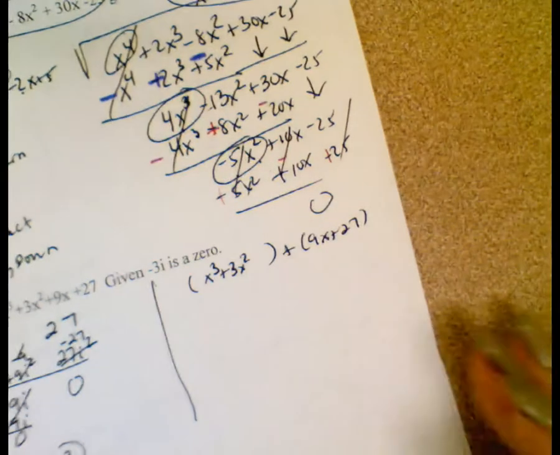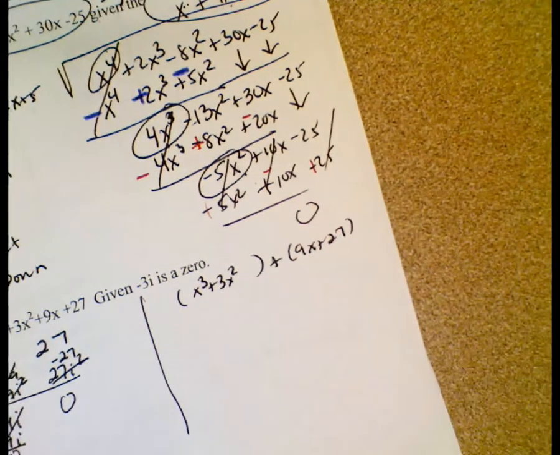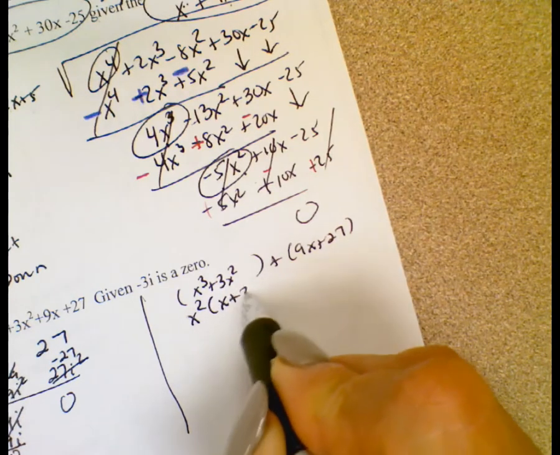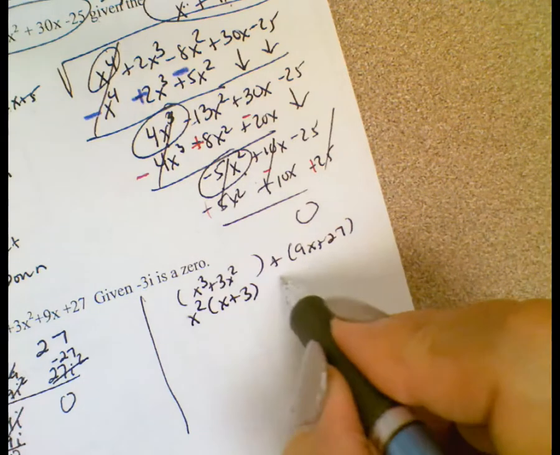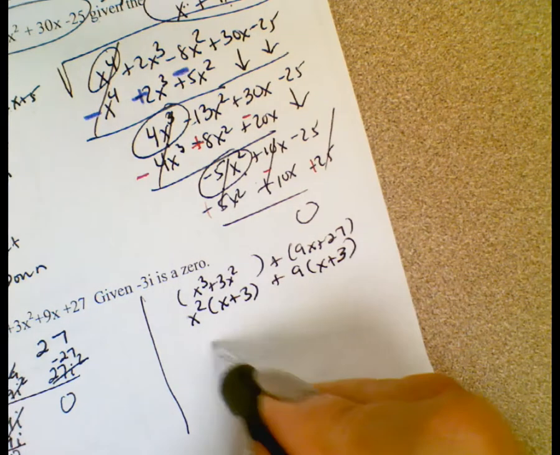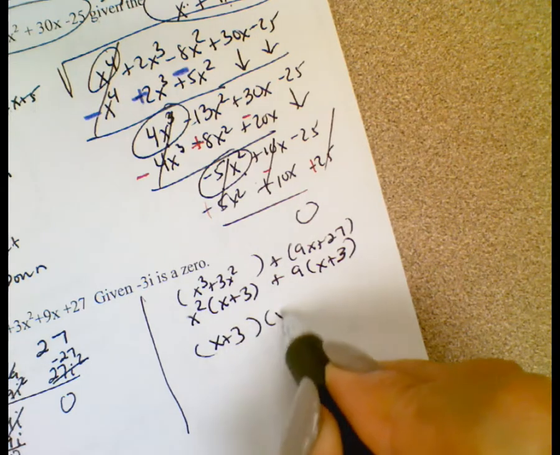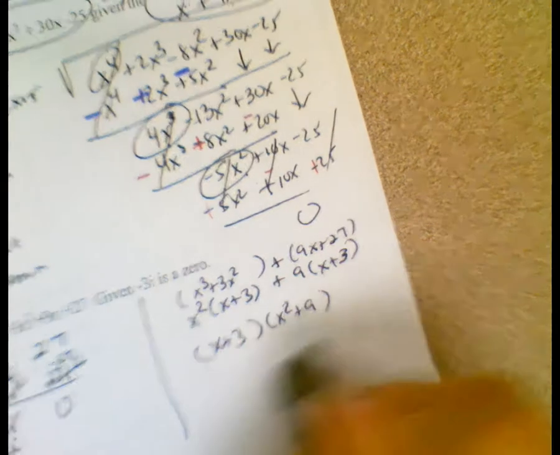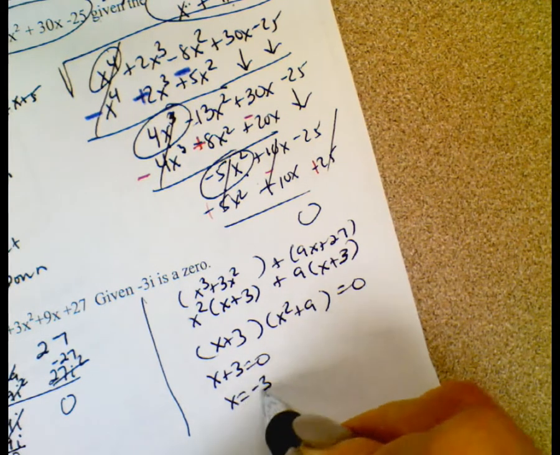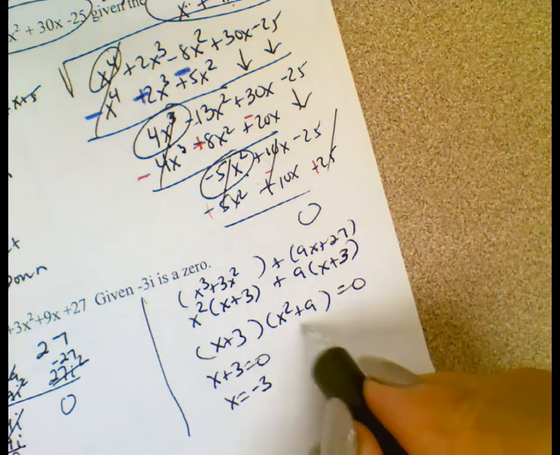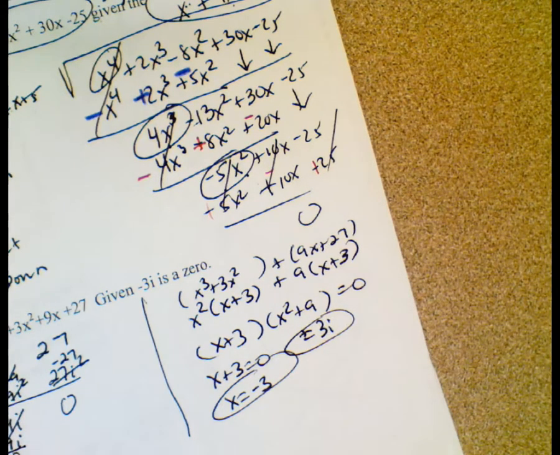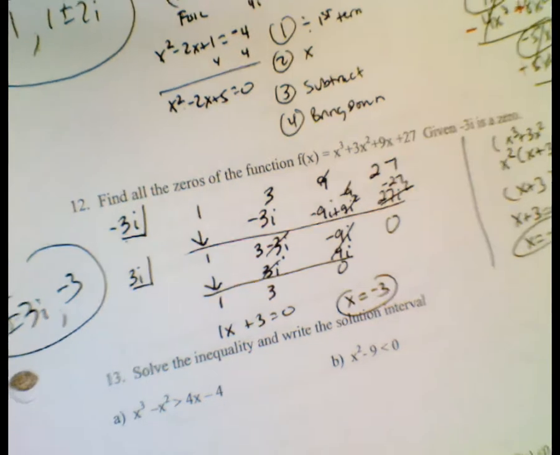I think some of you guys probably bailed on that one, so let's go to the factoring part of this. What's the GCF? Okay, if you take an x squared out, you get x plus 3, and if you take a 9 out, you get x plus 3. Bring the x plus 3 out here, and you get x squared plus 9. And if you set this one right here equal to 0, you get your real zero, x equals negative 3. That's a little bit easier, I guess. And then these two are going to give you the plus or minus 3i. So there's your zeros.